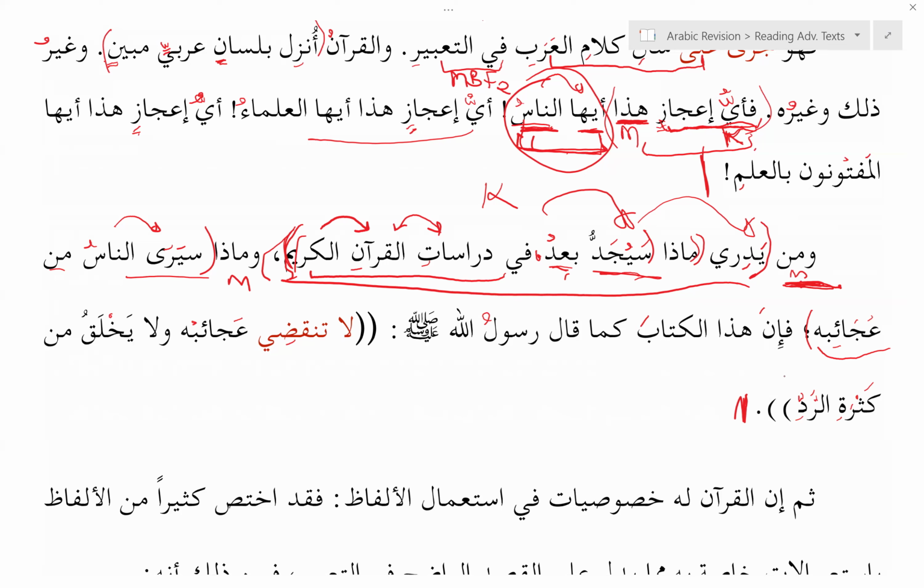Fa would be ataf. Inna has nasab. Hazal kitabi is the ism of inna, and sama is jar majroor.